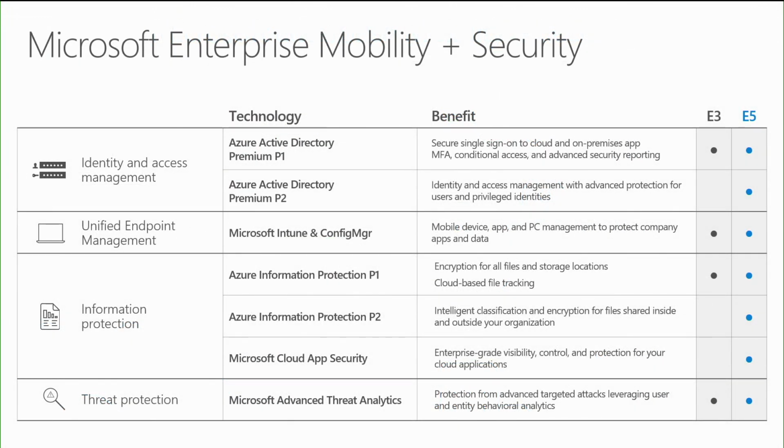EMS is available in two SKUs. So one is E3 that provides a lot of Azure AD functionality. It includes Intune and Configuration Manager, and includes a lot of Azure Information Protection functionality and Advanced Threat Analytics. And we also have the E5 SKU that includes everything in E3, plus a lot of security-specific functionality across EMS products.